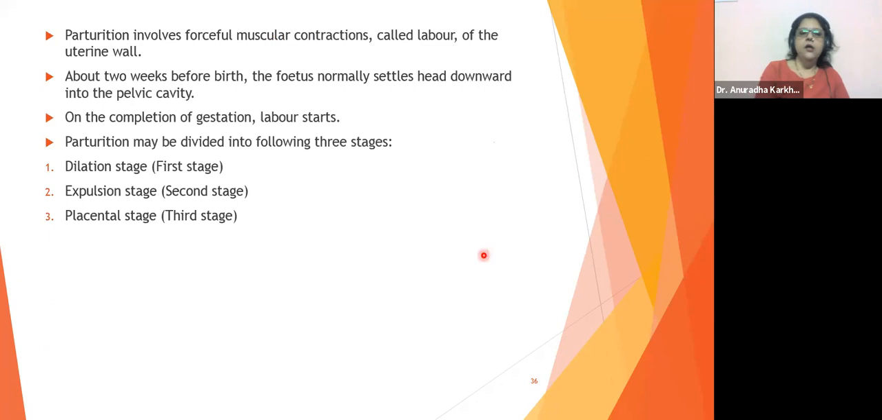Parturition involves forceful muscular contractions of the uterine wall, called labor. About 2 weeks before birth, the fetus normally settles head downwards into the pelvic cavity. On completion of gestation, labor starts. Parturition may be divided into the following 3 stages: dilation stage, first; expulsion stage, second; and placental stage, third.